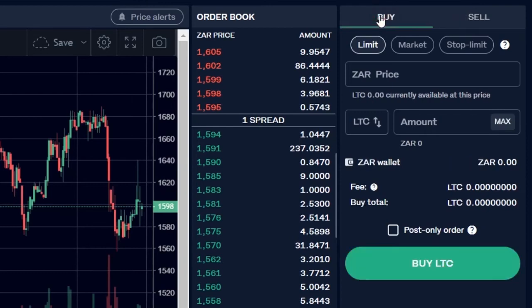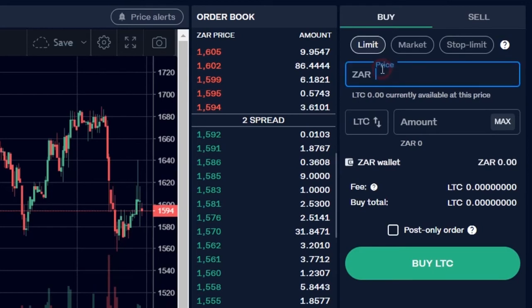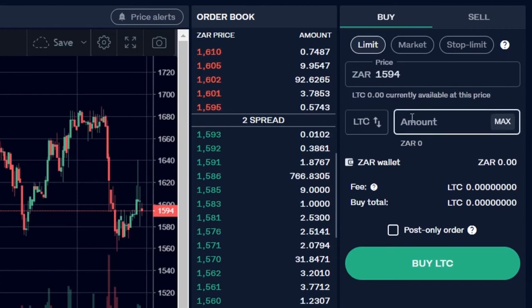If you want to buy, you come over here and you have three types of orders. The first one is the limit order, which is the one that you have full control over, and you can sell at a specific price that you want to sell your order at, or you want to buy your order at. Here is where you put the price. You can click on the price that you want to buy it at to simply fill it in on the price space. After that, you will have to put the amount that you want to buy. You put it over here in the space, and this is the ZAR wallet, which is the amount of money you have in your crypto wallet.